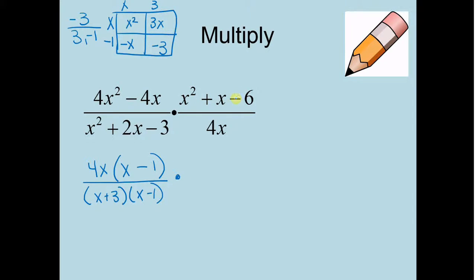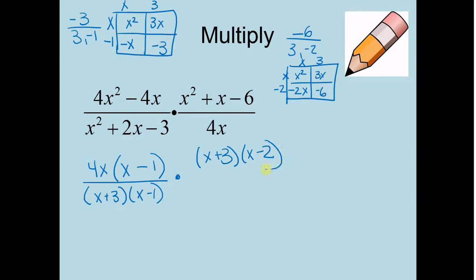Times, factor again, -6, +3, -2 should give me that +1 in the middle there, right? Box again: x squared, 3x, -2x, minus 6, x, 3, -2. Fill in the outsides. Write that on my top here: x plus 3, x minus 2. Can't do anything to 4x. Can't factor that at all, so we're just going to leave that as 4x.